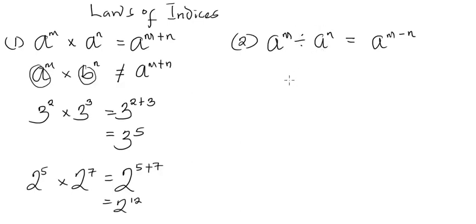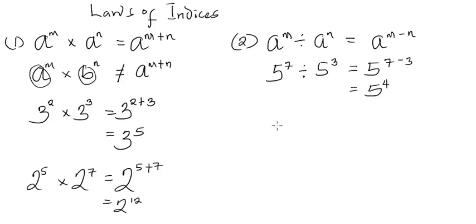That is the only time you can subtract the powers, when you are dividing. So let's look at one or two examples of these two. If I have 5 raised to the power of 7 divided by 5 raised to the power of 3, since they have the same base, I can write this as 5 raised to the power of 7 minus 3, because I'm dividing, and that equals 5 raised to the power of 4.